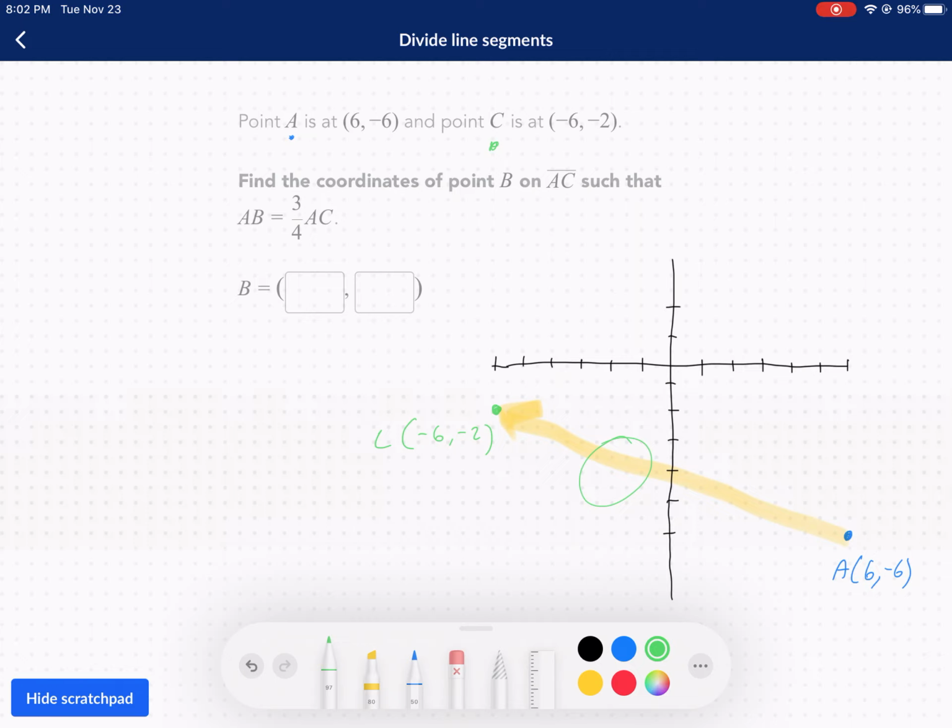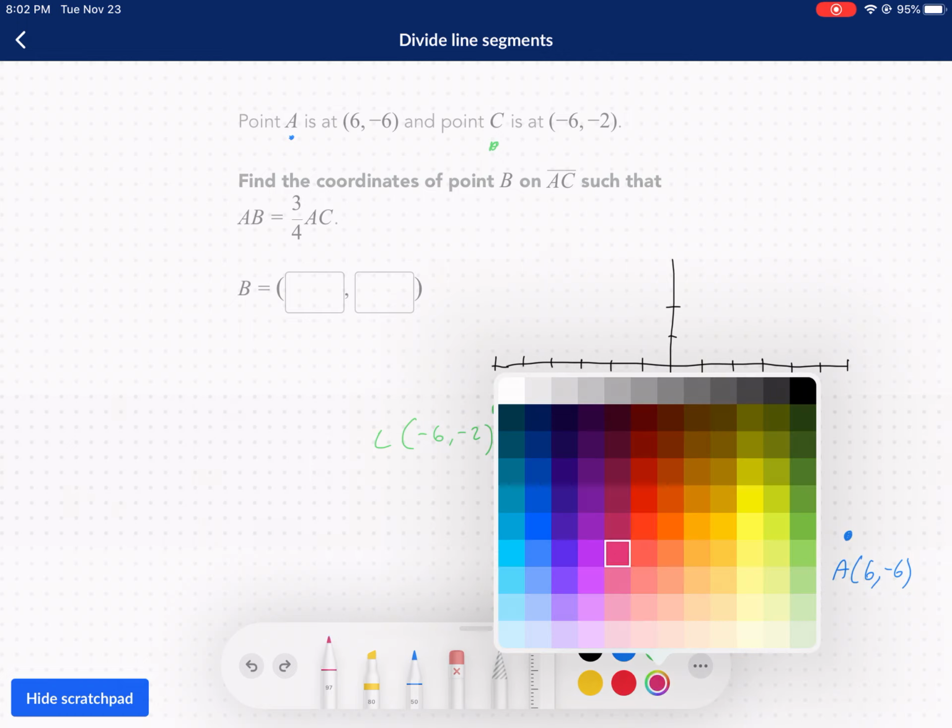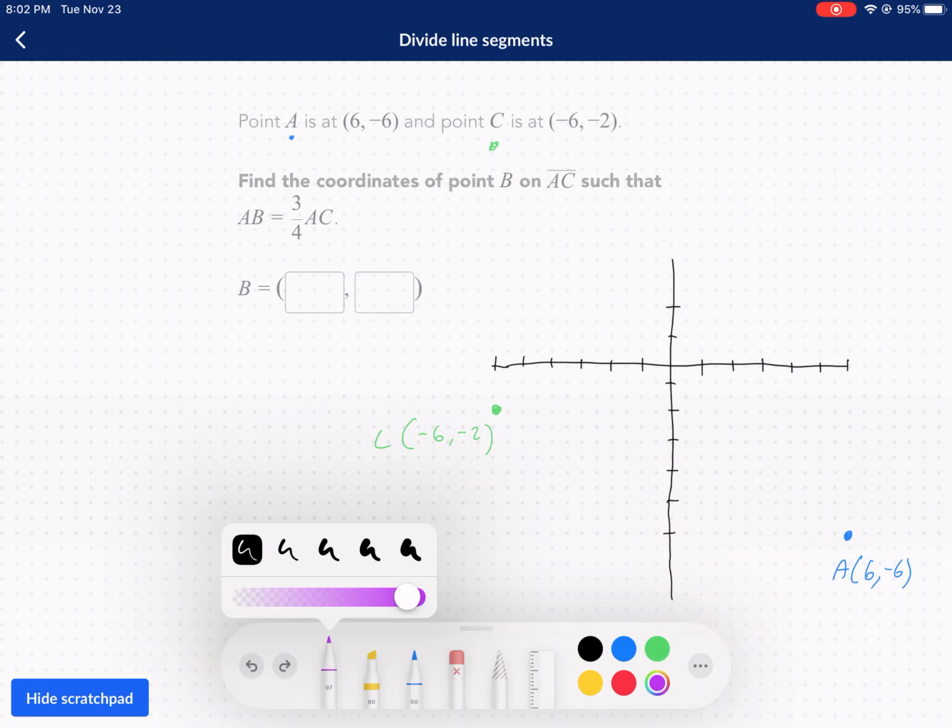So how do we do that? Well, we need to find the distances. Really all we need is the horizontal and vertical distances, and then we can figure it out from there. So let me go ahead and draw those first.